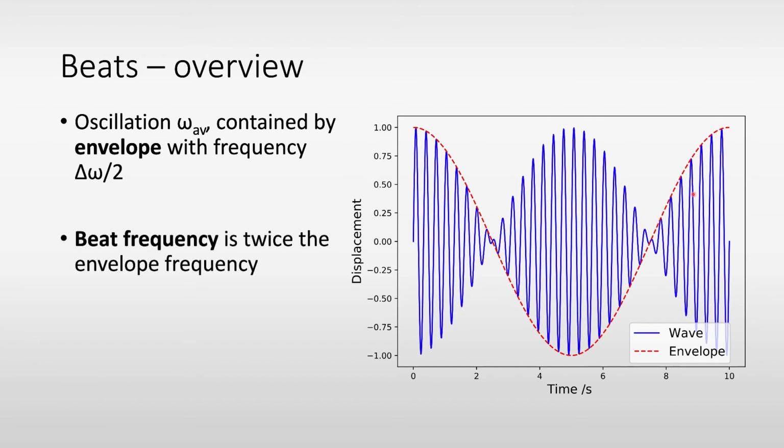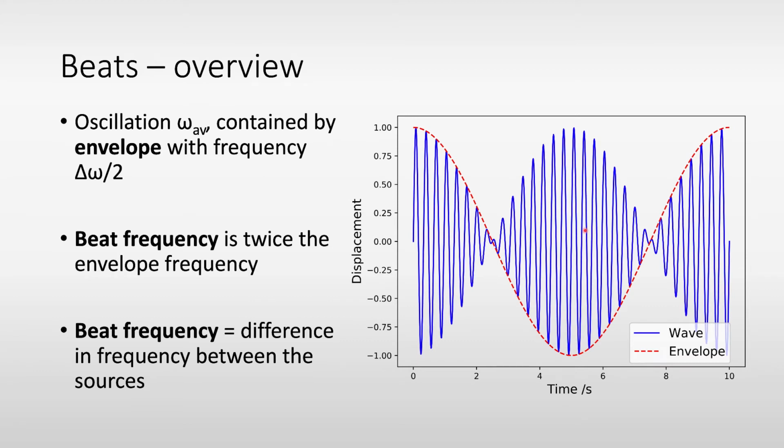But what we notice fundamentally is that the beat frequency is twice the envelope frequency. So where we have the waveform constrained by this envelope, we see that we have peaks in the higher frequency coinciding with the extremes of motion of the envelope. So we get an extreme amplitude twice for every cycle of that envelope. That beat frequency is the difference in frequency between the sources. So if the envelope is delta omega by 2, the beat frequency is delta omega.